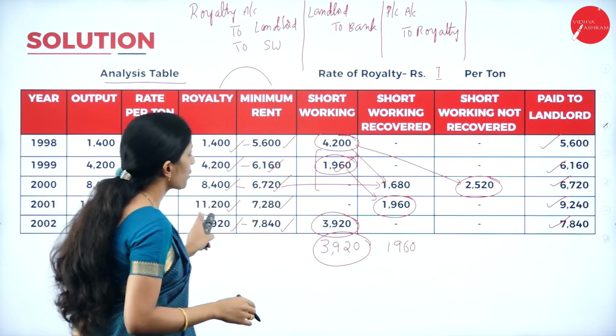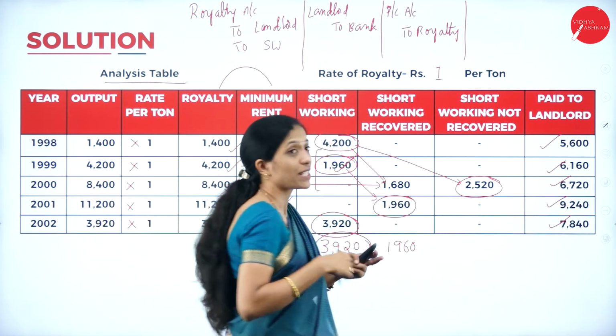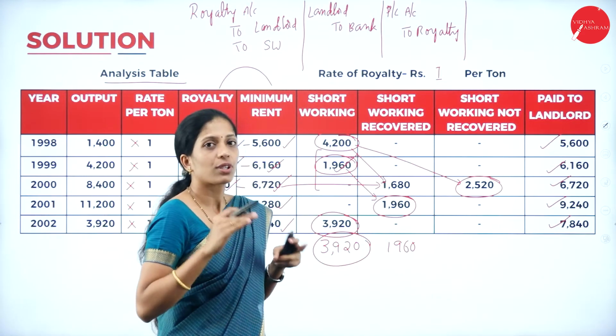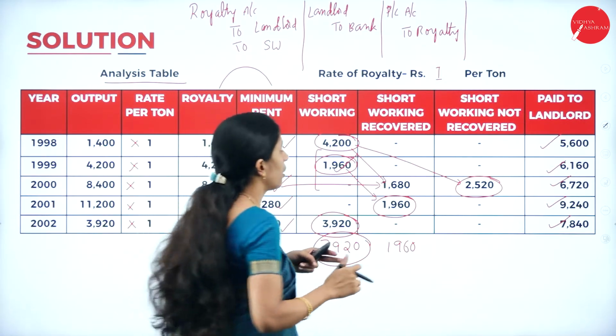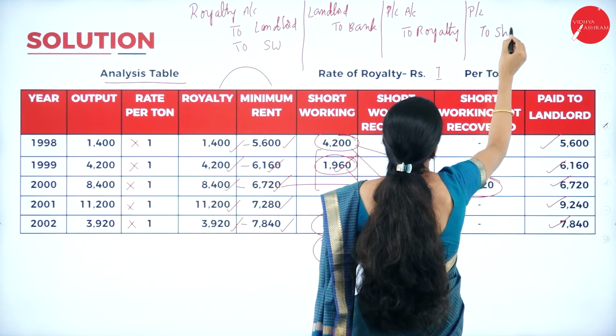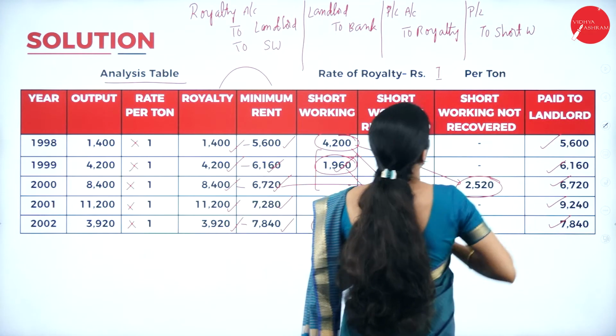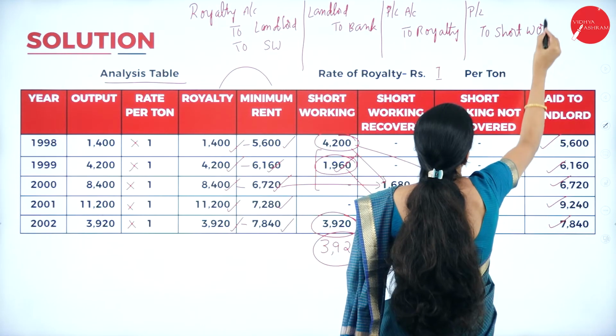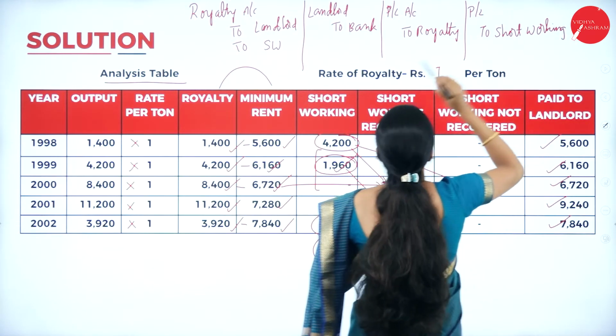Next, your fourth entry is for what? Here there is a short workings which is not recovered. So you have to transfer that short workings to profit and loss. So your fourth entry is profit and loss to short workings. So this will be the entry. Now we shall go through the entries one by one.